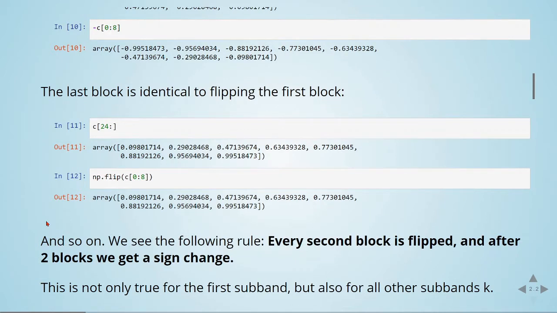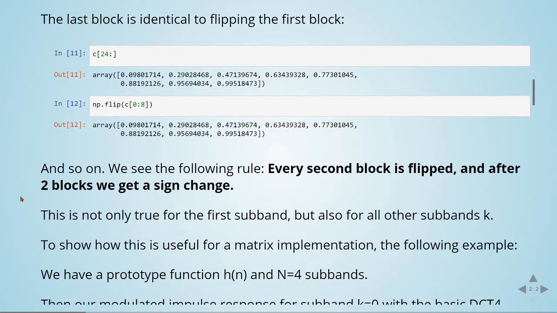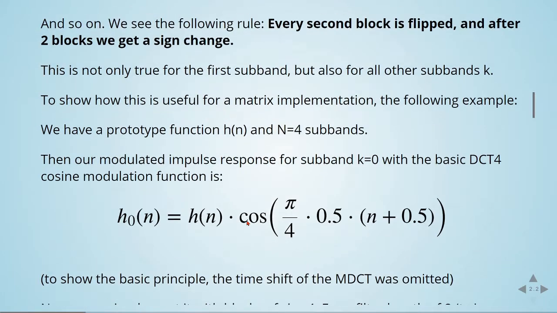So we see the following rule: every second block is flipped, and after 2 blocks we get a sign change. This is not only true for the first subband, but also for all other subbands k. To show how this is useful for a matrix implementation, let's take the following example. We have a prototype function h of n, and N equal to 4 subbands.